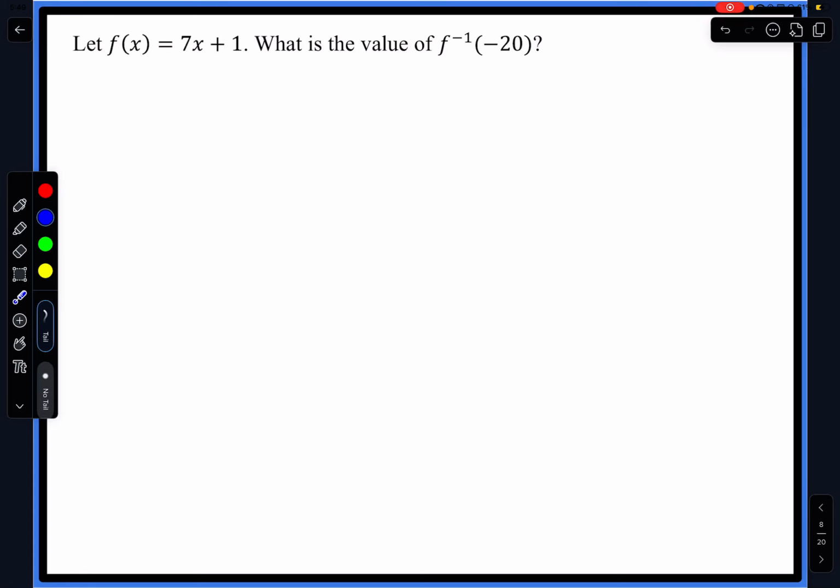In this example, I'm going to help you solve and evaluate the inverse of a function, specifically for this example, at negative 20, given f of x, not given the inverse, given the original function. To do this, what you need to understand is that because we're looking at the inverse of this function f, we're switching again the x and the y values. So the x becomes the y, and the y becomes the x.